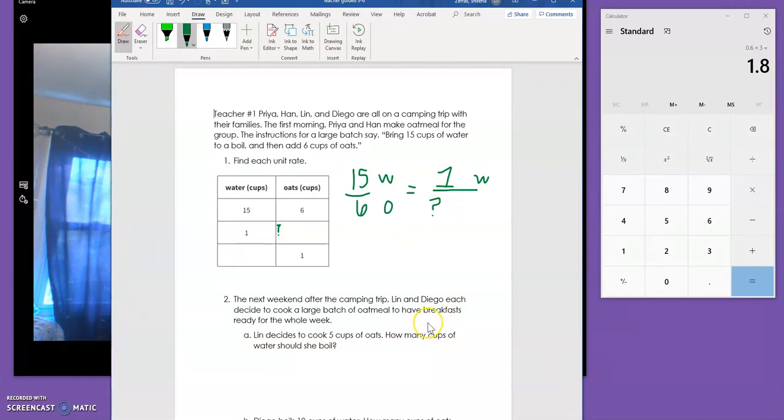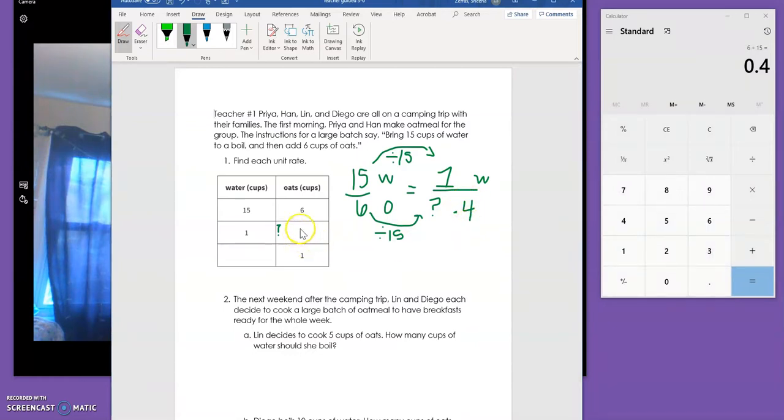In rates, just like ratios, we can either multiply or divide. When we're finding a unit rate, we are typically going to be dividing, because we are going to be getting to a value of 1. And so 15 water divided by 15 would give us our value of 1 water. And so we're going to follow that same process here. 6 divided by 15. And we get 0.4.